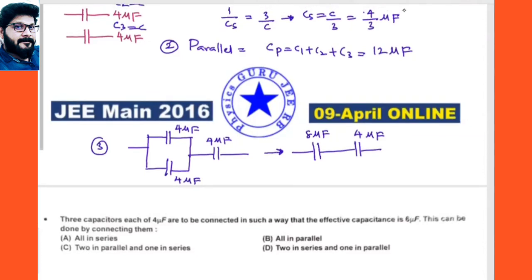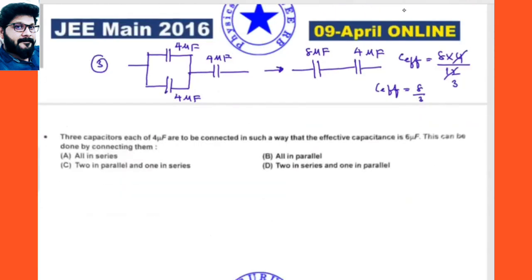Series means C1 C2 divided by C1 plus C2. 8 into 4 divided by 8 plus 4 is 12. This is 1, this will be 3. Now the C effective I'm getting here is 8 by 3. Hope this is clear. So this is also not possible. So what is the last one? It is possible. Let us see.